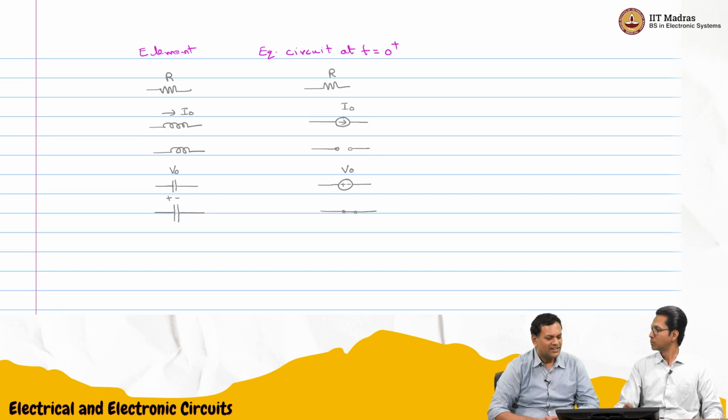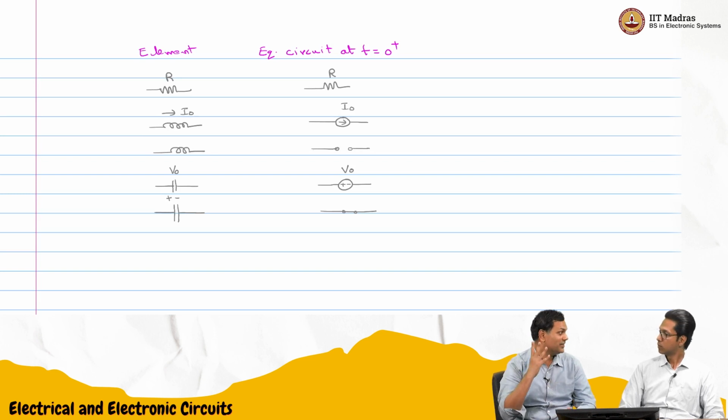And I guess eventually we should also teach them how to do the final value. Final means at t equal to infinity. What do you replace these elements by? We just saw inductor as a short circuit, capacitor is an open circuit. So I think they know that now, right? Resistor stays a resistor, capacitor becomes an open circuit, inductance becomes a short circuit at t equal to infinity.